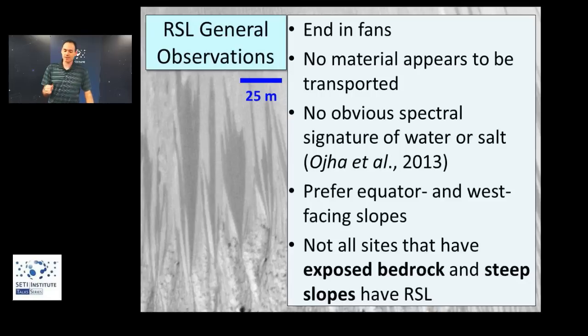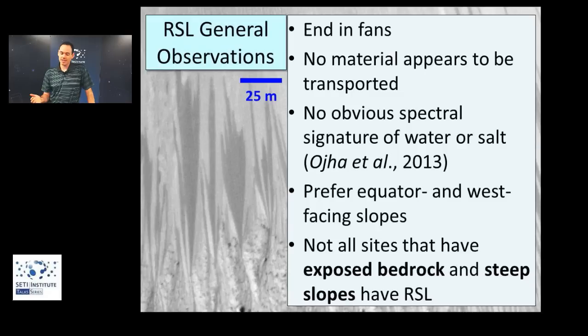So we only have spectra down to about 18 meters per pixel, but you can see here's the scale bar of 25. So 18 meters per pixel pretty much gets you that whole fan, and we're still not seeing much. They prefer warmer slopes, like equatorial and west-facing slopes.